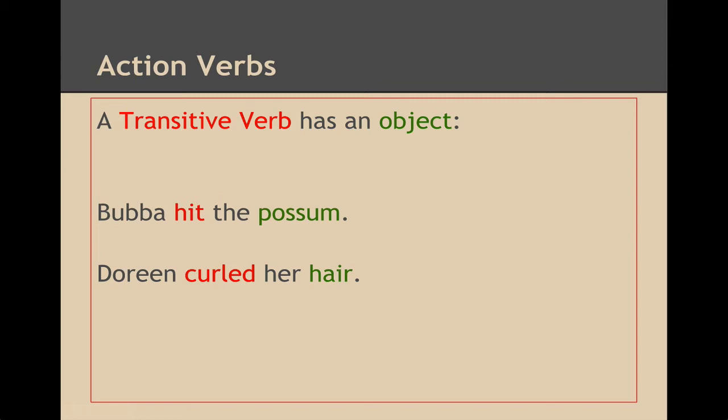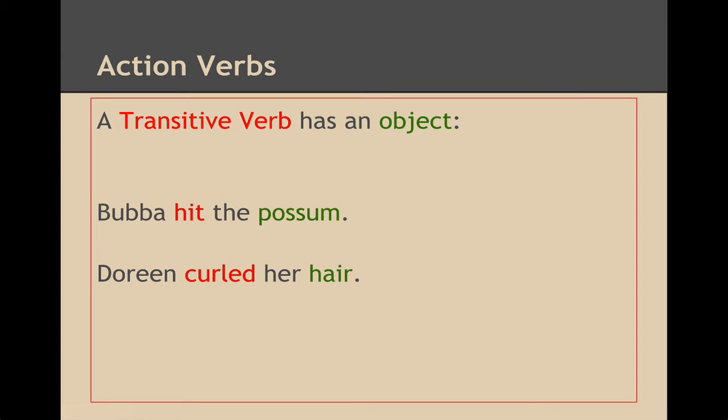For instance, Bubba hit the possum. The word hit is, of course, the verb, but then possum is the thing that was hit, so it is the object, the direct object, we call it. Doreen curled her hair. Curled, of course, is the verb, and hair would be the thing that was curled. So a transitive verb is simply a verb that transfers action. It has an object to it, and you can see more examples there on page 106.